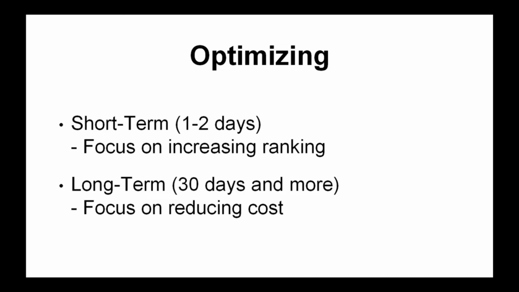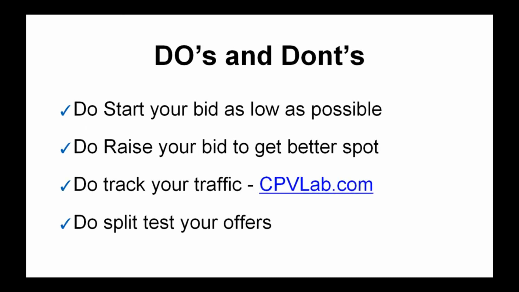Long-term, on the other hand, is when you do a campaign for 30 days or more. And here you have to look at the cost, not the ranking, so you have to reduce your cost. That's the difference between them, and sometimes you have to choose short-term, while on another campaign you have to go for the long-term. Lastly, I'm going to teach you what you should and shouldn't do if you're doing PPV marketing.